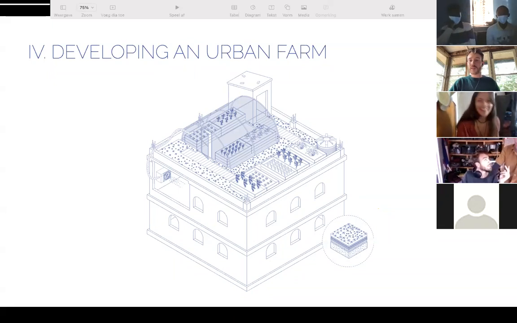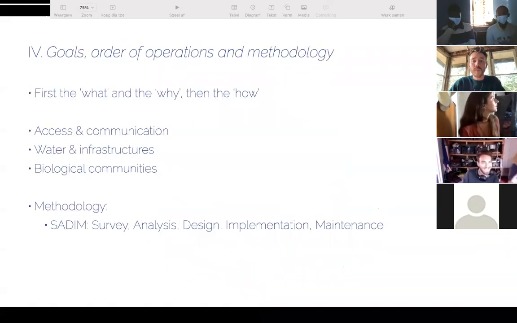more pictures and also a bit of a pathway on how to develop your own urban farm, because I think that might be interesting for most of us. All right, a little bit of text.